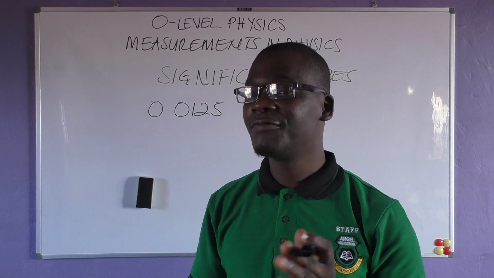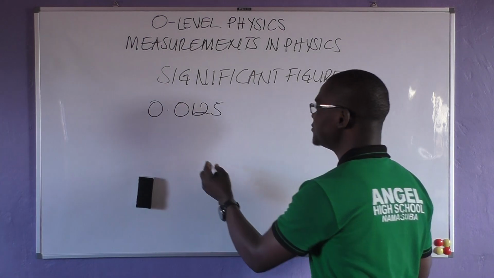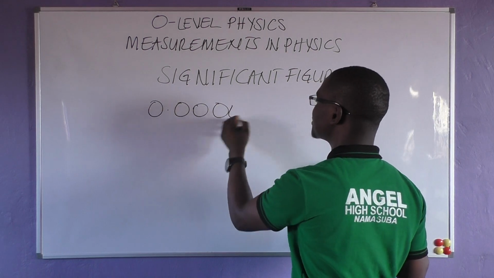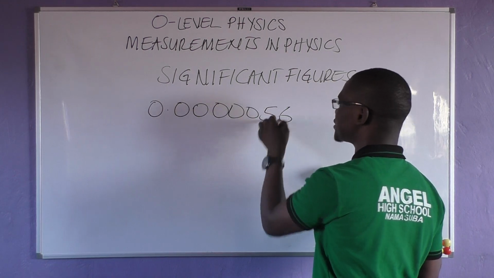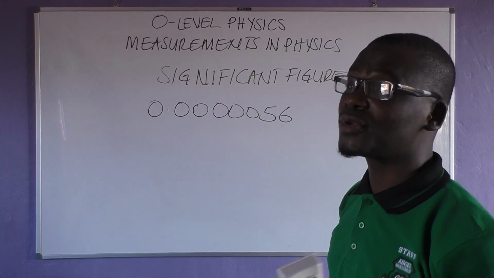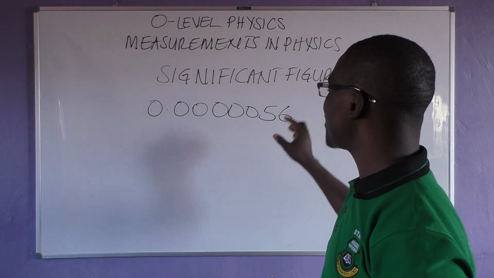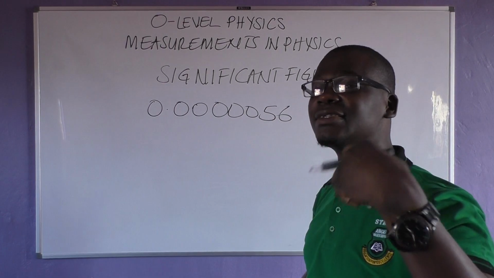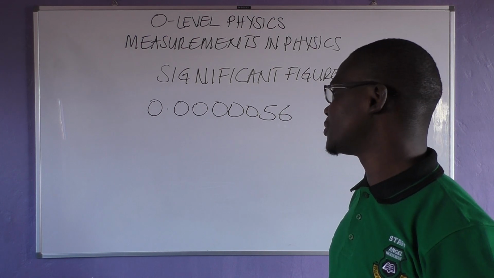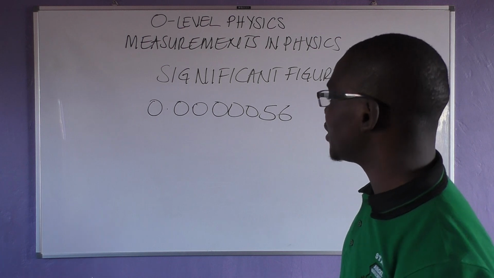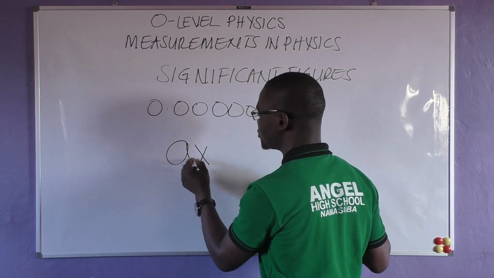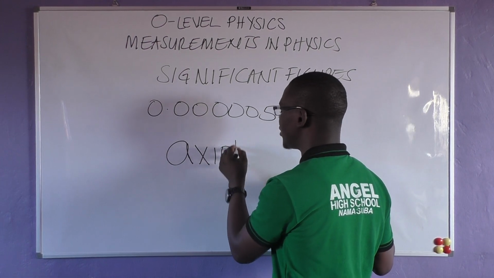For instance, if I have 0.00056, this is a very small number, almost 0. So if I want to express this in a simple way, I will use the scientific notation. And the rule says that we express it in the form of A times 10 power n.